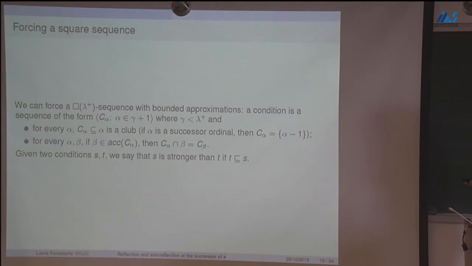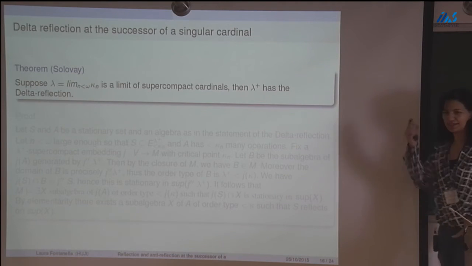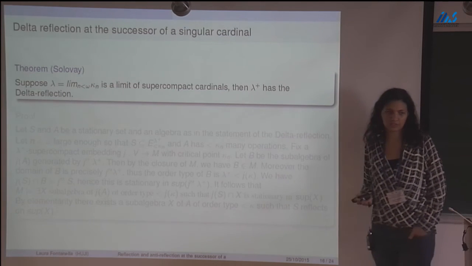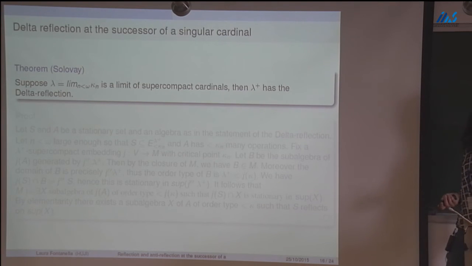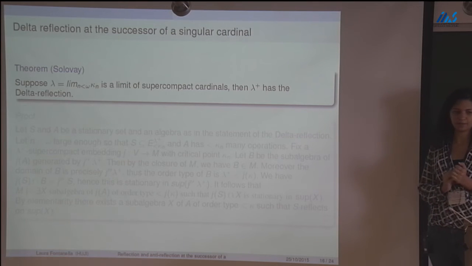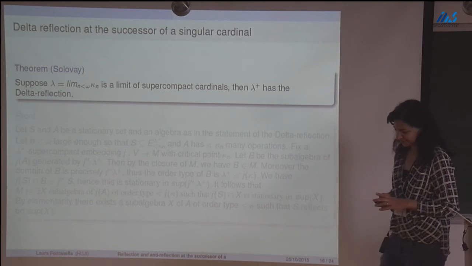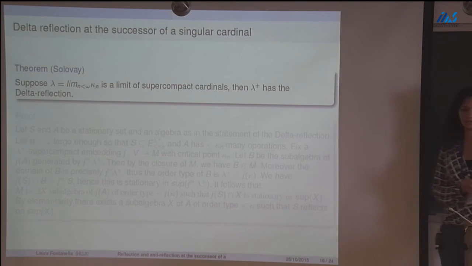Okay, so to get the delta reflection again is more difficult because it's a more complex principle. So the consistency of the delta reflection was established by Magidor and Shelah, for aleph omega squared plus 1. And how do you get that? There is a key lemma that leads you to a model in which you have the delta reflection at aleph omega squared plus 1.